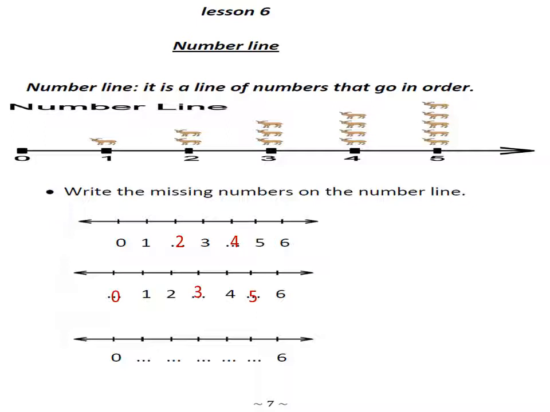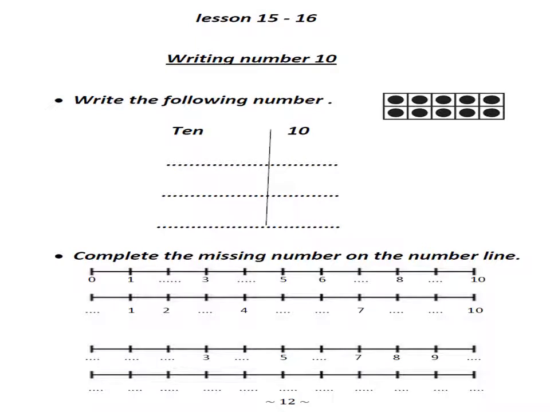The last one here, he starts with 0. And as I know, after 0, 1. After 1, 2, and after 2, 3, and after 3, 4, and after 4, 5, and the last number he gave me 6. Lesson 15 and 16, write number 10. As we know, 10, T-E-N.